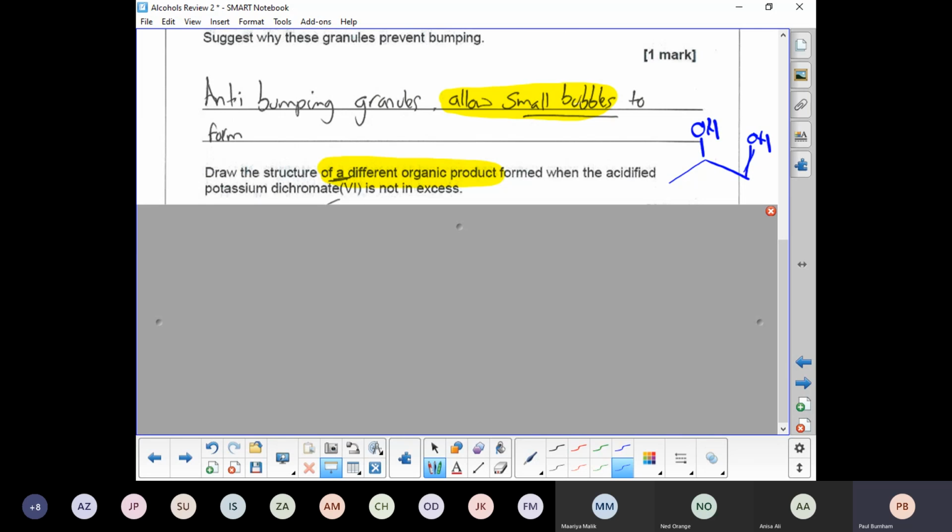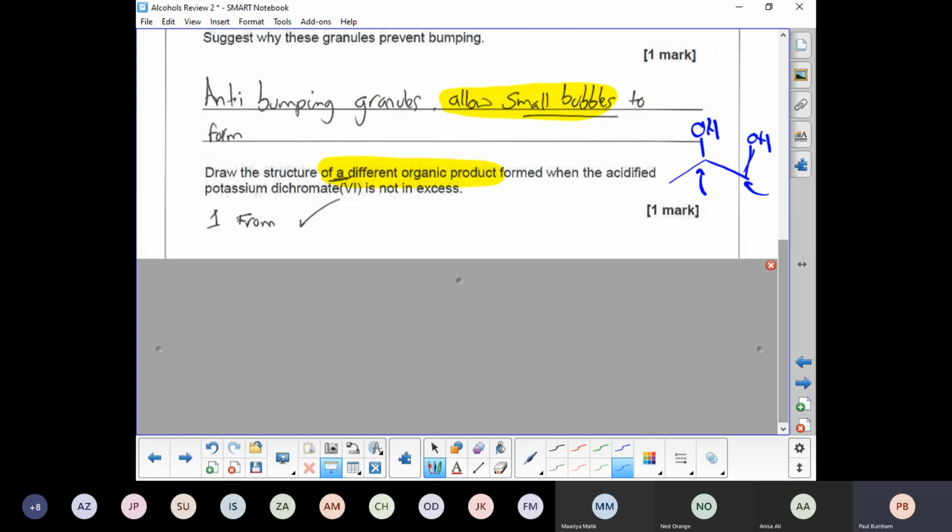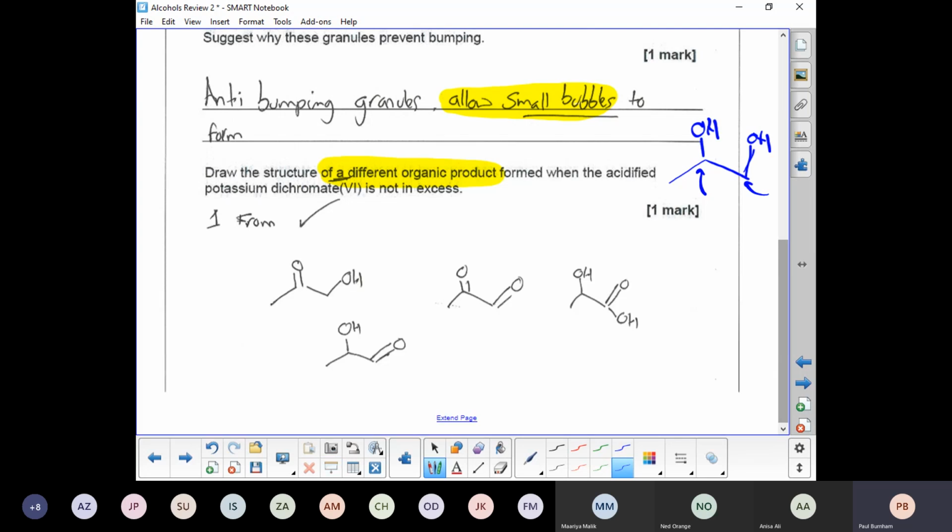In the context of an excess of dichromate, I would expect the first of these groups, the secondary group, to form a ketone, and the primary group there on the right, to form a carboxylic acid. If I don't have an excess, then I'm going to get mixtures of products. And I'm only suggesting one as part of the question, but I will show you all of the options that you could come up with. So you can see here you're going to get a mark for any one of these structures, and I'll talk through each structure in turn.